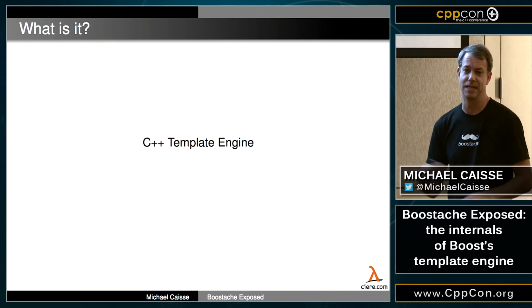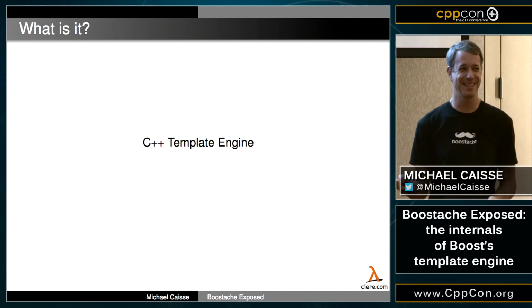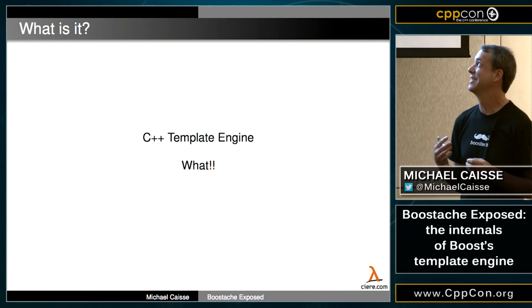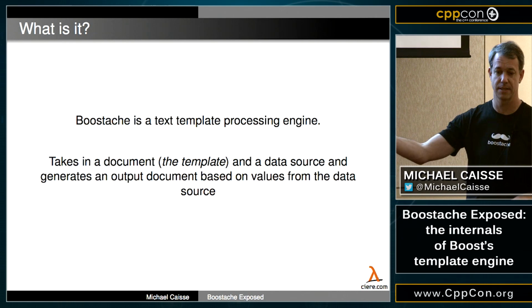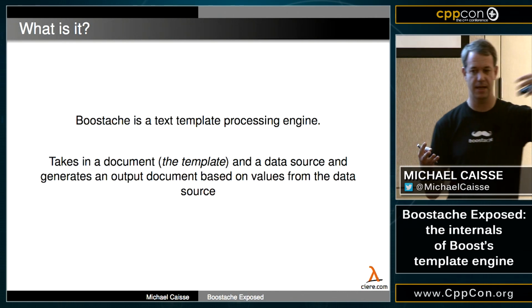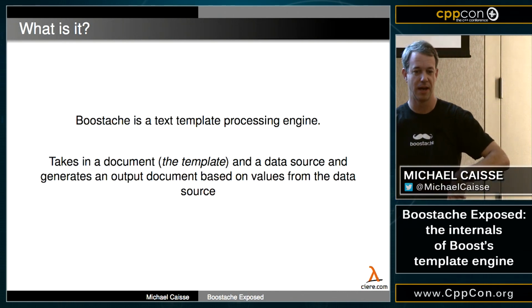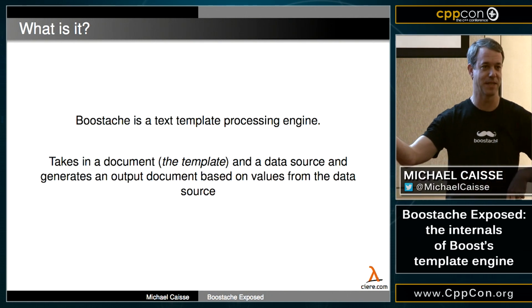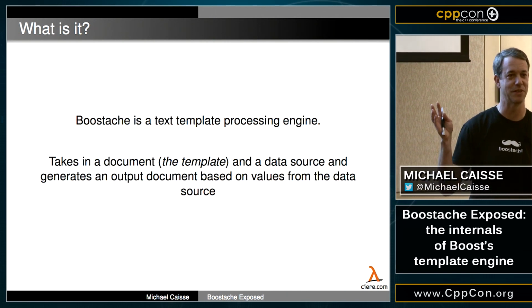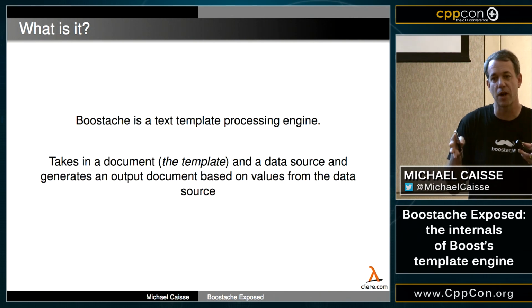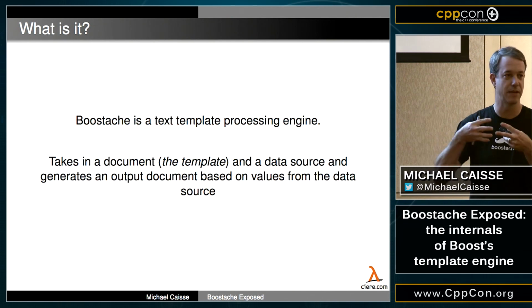It's a C++ template engine is what Jeff says. And we were all like, what? What does that mean? What he meant was Boostache is a text template processing engine. So it's going to take a text document and data in, and it's going to produce an output. Boostache gets its name from Mustache, because Mustache was the first one that we modeled the template language off of. So you're probably familiar with Mustache, handlebars, all these different things where you take a template that describes what you want the output to be, some data structure, and then you apply those two and get something out.